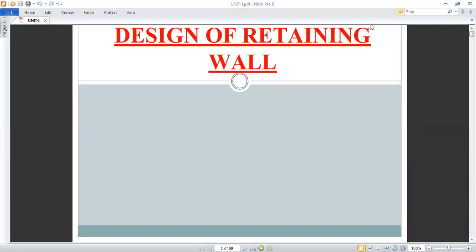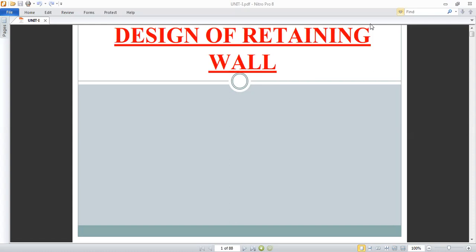Hello everyone, welcome to the structural design and drawing lecture class. In this class, we'll see about Unit 1 introduction. So Unit 1 topic is retaining wall and we'll see in detail about the designing of retaining wall.